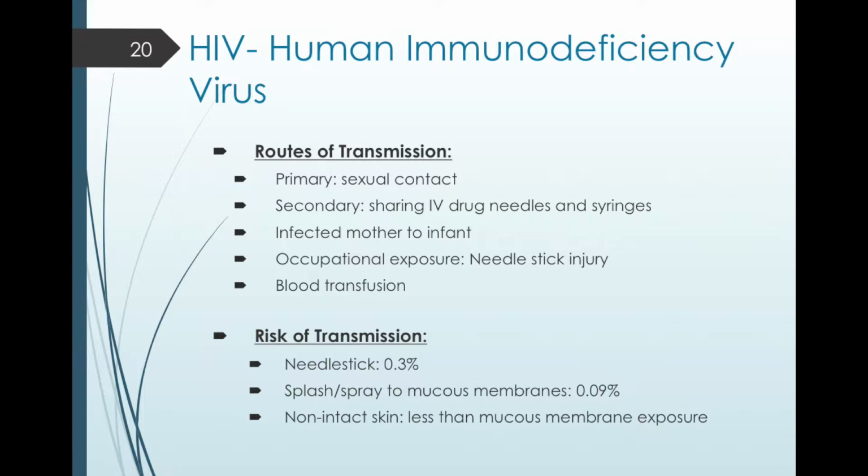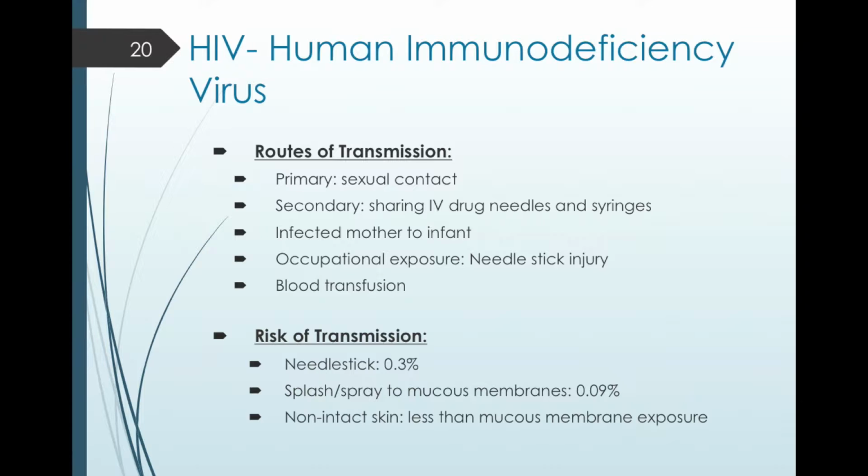Routes of transmission are listed here. The primary route is through sexual contact. Secondary route is through sharing IV drug needles and syringes. It can also be passed from mom to baby through blood transfusions. That generally was before they began testing for things such as HIV in donated blood. And occupationally, needle stick injury is generally the route that we're concerned with.